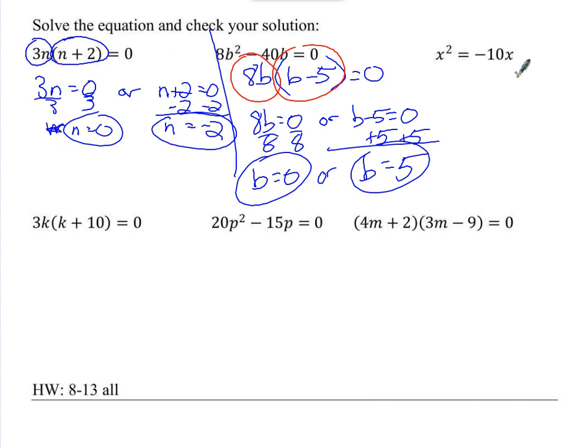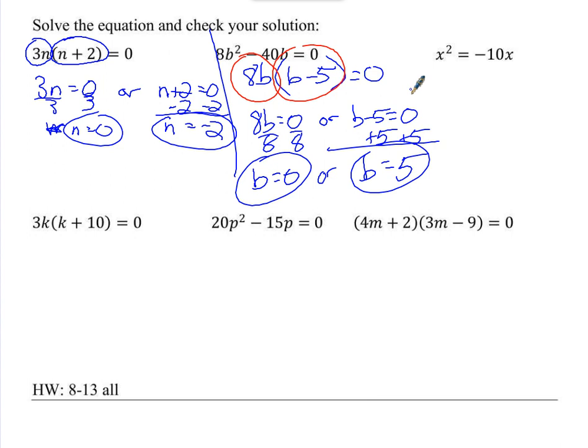Now what's going on with this one? How is this one different than these other two? Yeah, we don't have equals 0. On this one we had equals 0. On this one we had equals 0. On this one we don't have equals 0. Can I use the zero product property if I have two things that multiply together that don't give me 0? No, I can't. It is zero product property for a reason. You have to have equals 0. So that means we have to move everything over to the other side first.